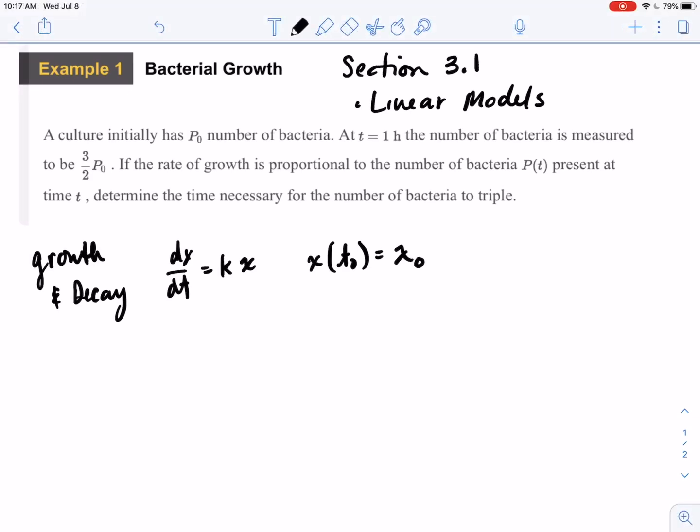All right, guys. So section 3.1 is called linear models. Here you're going to get some word problems. And this deals with growth and decay. And we're looking at this differential as the normal setup that we want, where you could see now it is with respect to time, or t.